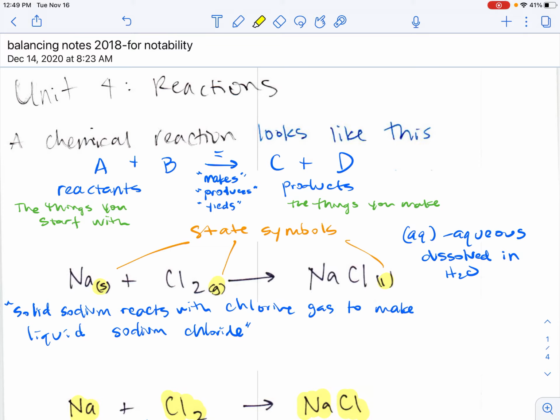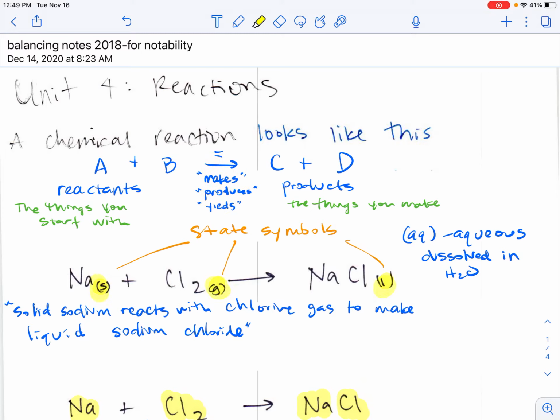We call the reactants the things you start with, the products the things that you make, and in the middle the words would be like makes or produces or yields. So you don't say equals, you'd say A reacts with B to make C and D, or to produce C and D. Sometimes when reactions are written out, they'll have these state symbols here at the bottom.